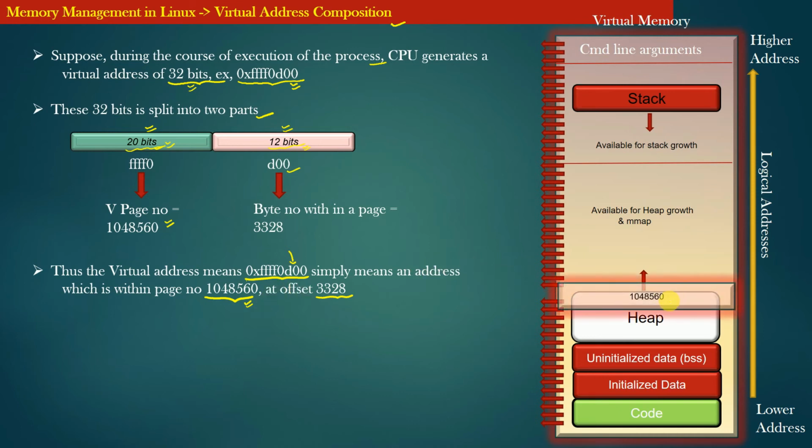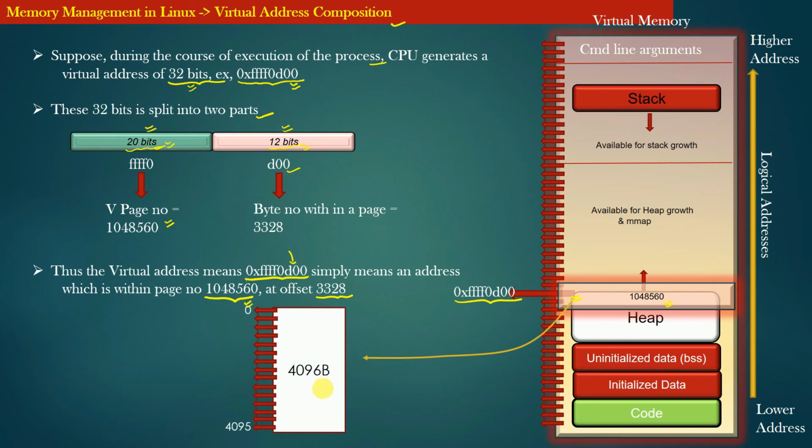So let us suppose that you have a virtual page number in the following diagram and CPU generates the following virtual address during the course of execution of a program. So you can see the enlarged view of this virtual page here. And you can see that inside this virtual page there are 4096 bytes, starting from the 0th byte to byte number 4095. So this is virtual page number 1048560. And at an offset of 3328, we are trying to access this byte in this page.